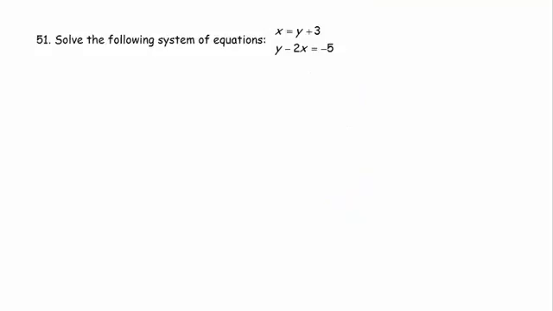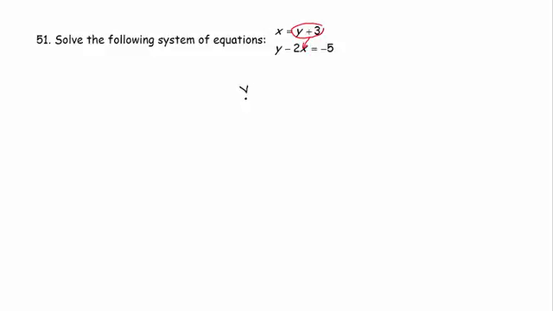Problem 51, I will use the substitution method because I find at least one equation, in particular this first one, where there is an isolated variable. X is isolated. I'm going to put that expression for x right here. In other words, x is equal to y plus 3. Y plus 3 will go right here for x.